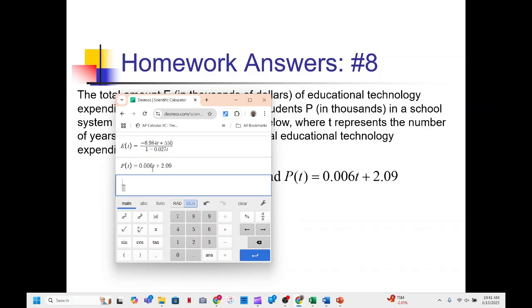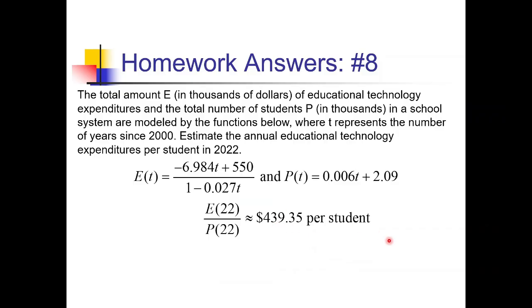So I'll make a fraction. Let me just do E of 22 for the numerator, and now I'll do P of 22 for the denominator, and that ends up being about $439.35 that we're spending per student.